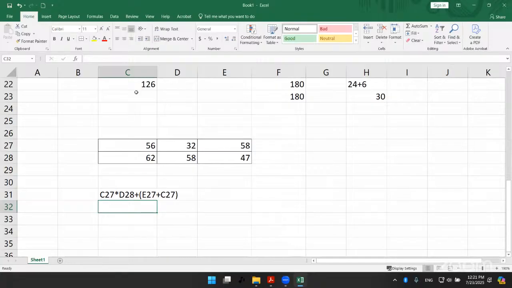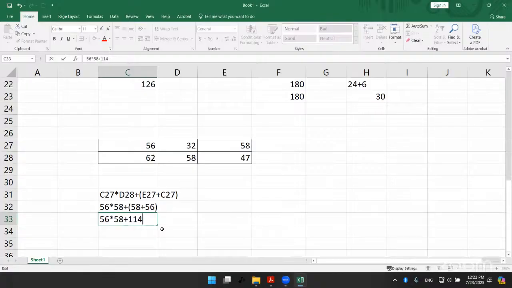So C27 has 56, multiply D28, and D28 has 58, plus E27. E27 has 58, same, no? Yes, and plus C27, 56. So then we can write the answers. First the brackets, 56, 58, plus, when we remove the brackets, what will we have? We have here 4, 11.